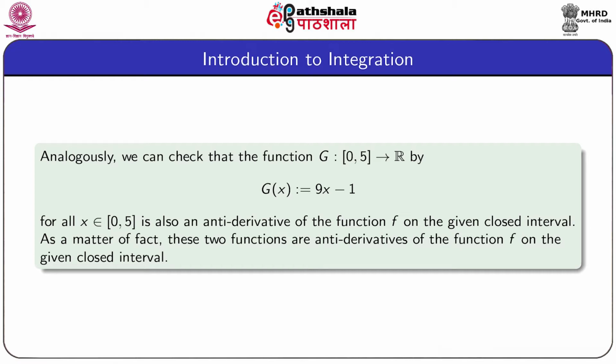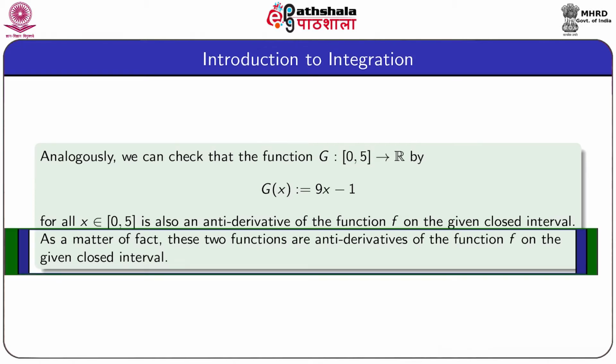Analogously, we can check that another function g defined over the same bounded closed interval 0 to 5, defined by g(x) equals 9x minus 1 for every possible x, is also an antiderivative of the function f on the given closed interval. As a matter of fact, these two functions are antiderivatives of the same function small f on the given closed interval.